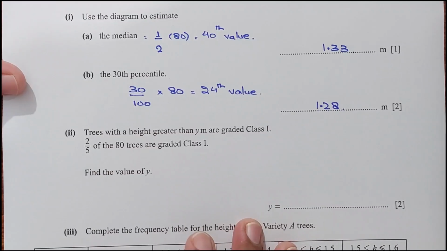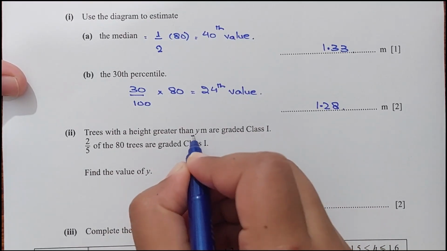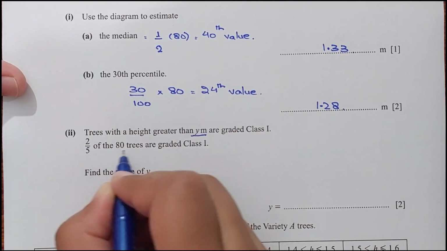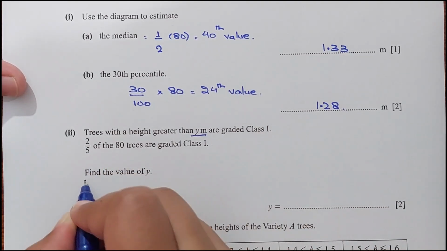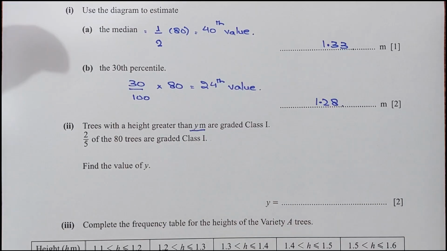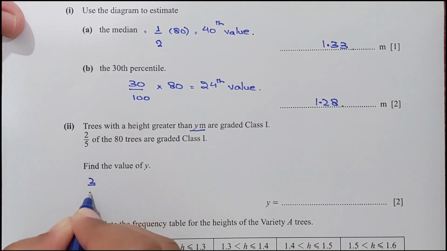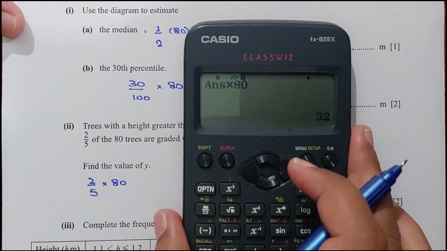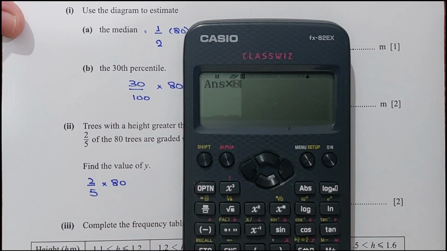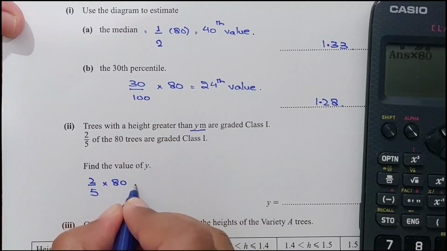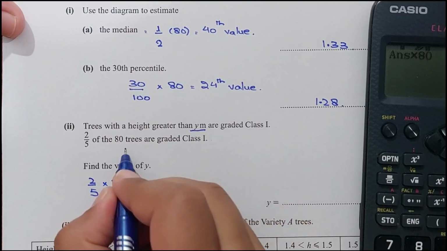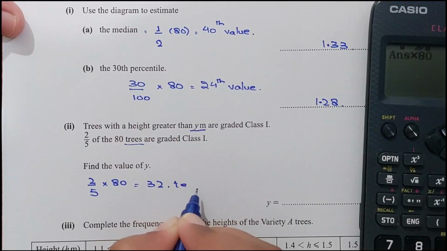Now for part 3, trees with a height greater than y meters are graded class 1. 2 by 5 of 80 trees are graded class 1. Find the value of y. So 2 by 5 of 80 trees are graded class 1. So 2 by 5 of 80 is 32 trees graded class 1. Okay.